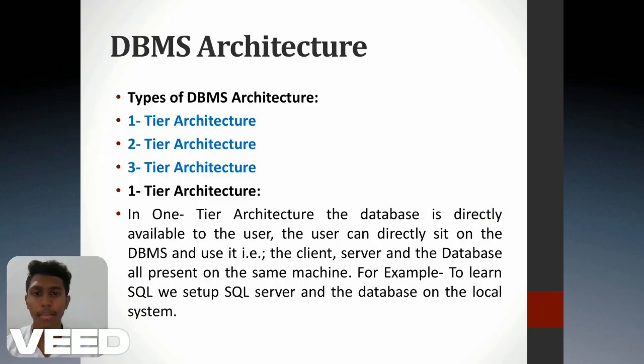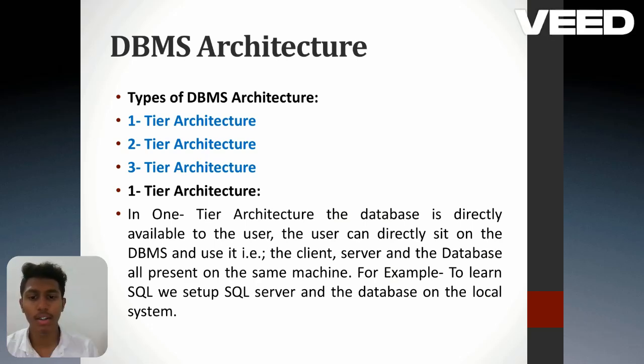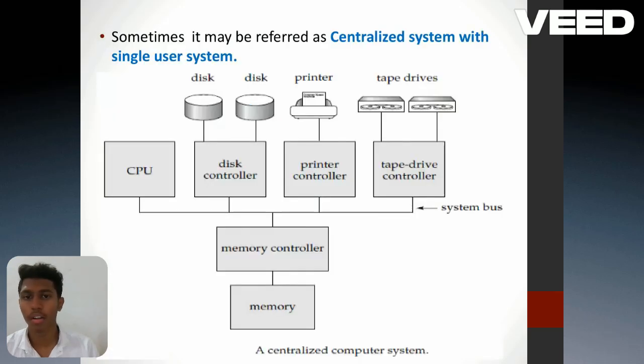Now we'll understand the DBMS architecture. Basically, it is a three-tier architecture: the first is one-tier architecture, the second is two-tier architecture, and the third is three-tier architecture. First one is one-tier architecture. In one-tier architecture, the database is directly available to the user, and the user can directly sit on the DBMS and use it. This is the block diagram of one-tier architecture. It includes CPU, disk controller, print controller, tape drive controller, memory controller, and memory.